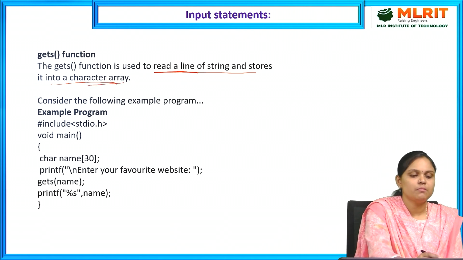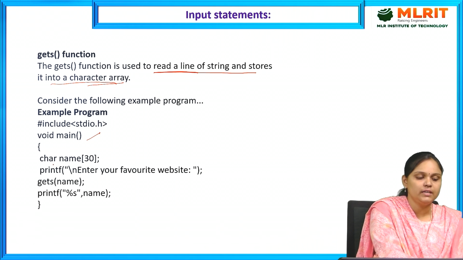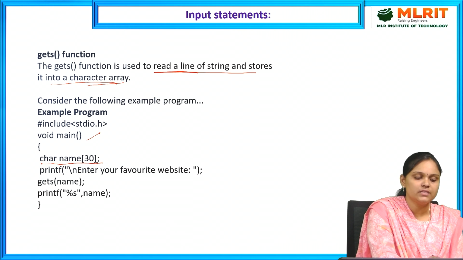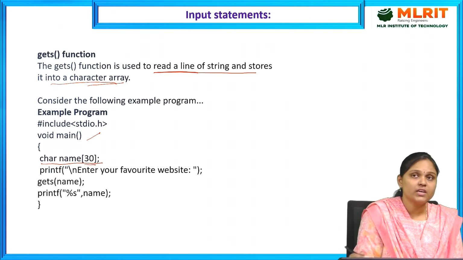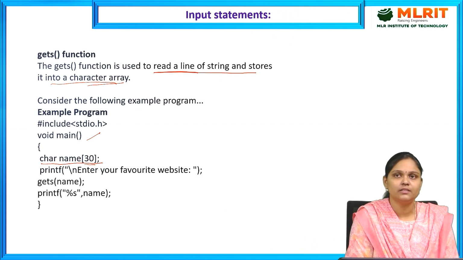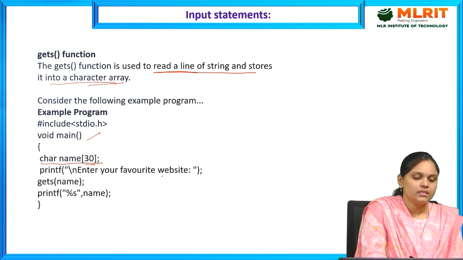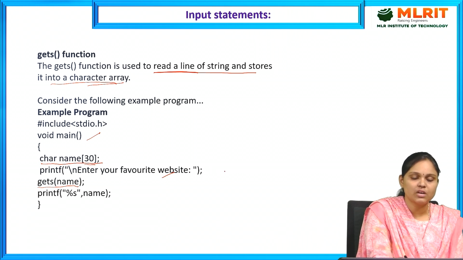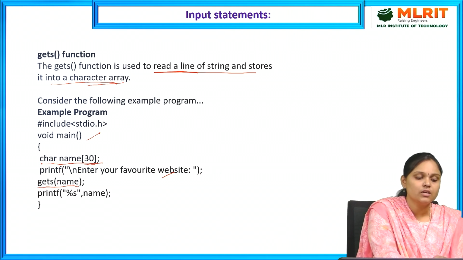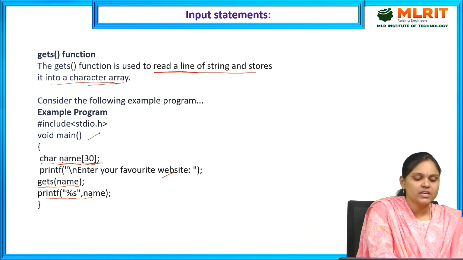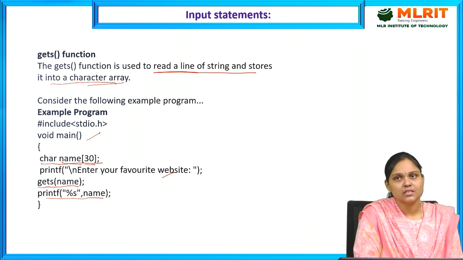Consider an example program. We include the header files, and inside the main function we declare the character array. Name is the variable name, and the 30 inside the square brackets is the size, the number of characters we are going to store in this array. In the next line, we ask the user to enter their favorite website. By using the gets function, whatever line is given will be read and stored in the name variable. And by using the printf statement, we print the characters contained in name.